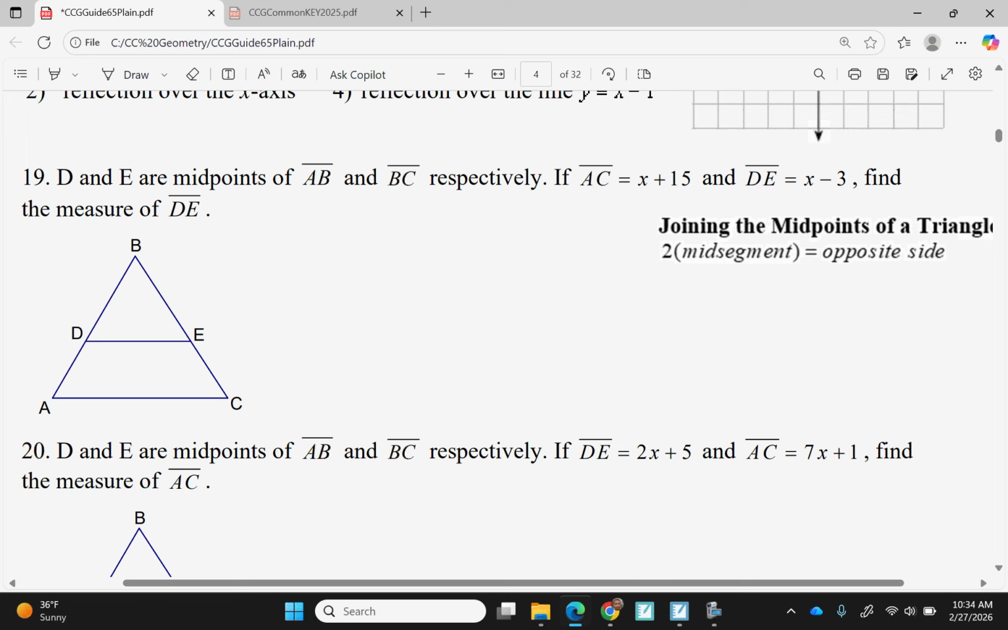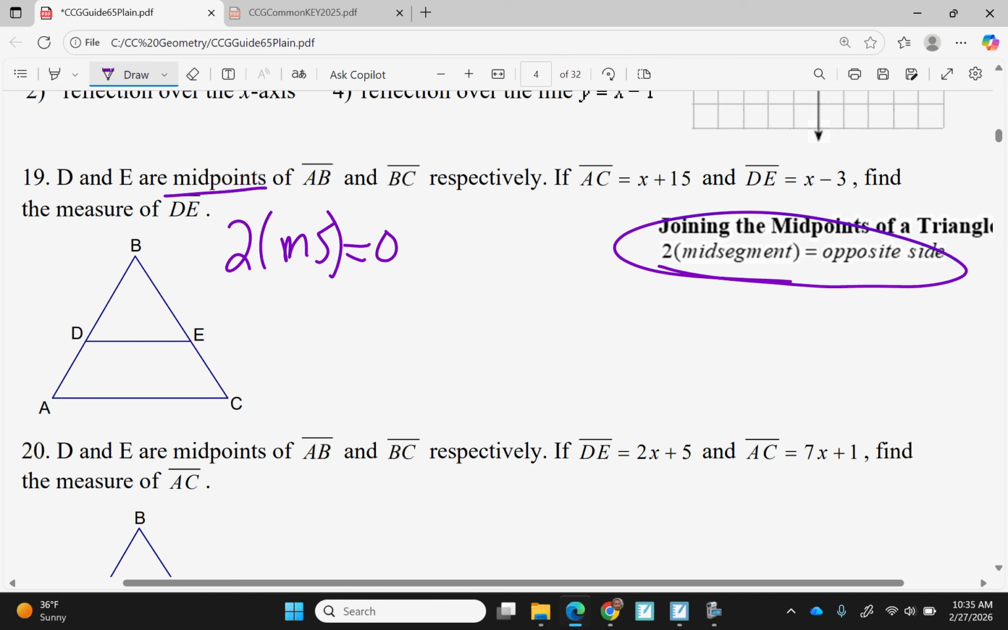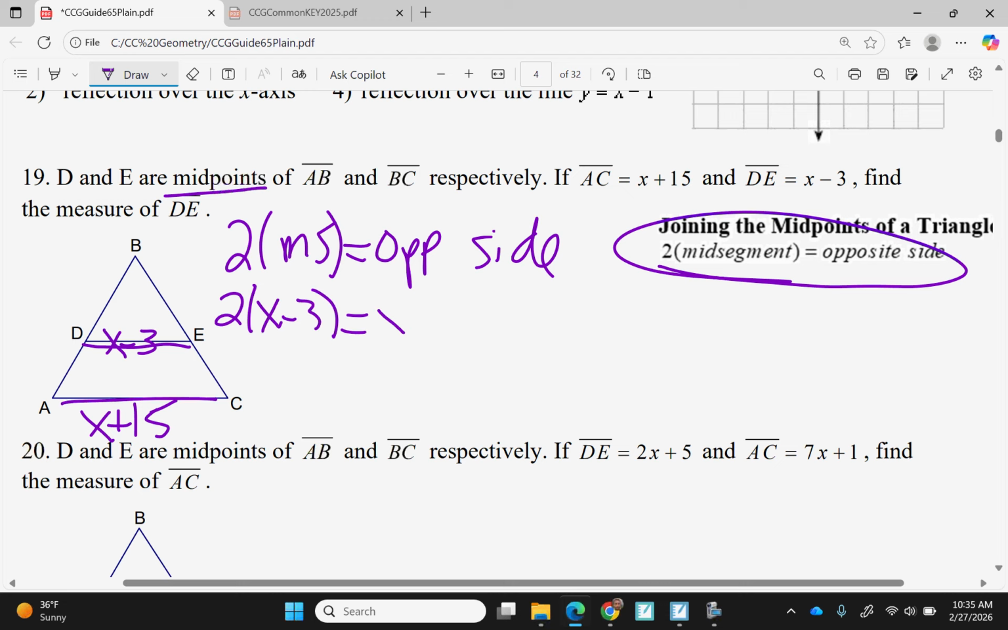That's what you need to know for that commonly asked, not hard, Regents question. Join the midpoints. This is a simple question if you know the rule. You need to know this picture, and you need to know the vocabulary. It has to say that they're midpoints. When midpoints are joined, the rule is 2 times the midsegment equals the opposite side. So if AC is x plus 15 and DE is x minus 3, it's 2 times the midsegment, so 2 times x minus 3 is equal to the opposite side, x plus 15. From there, you solve the equation.